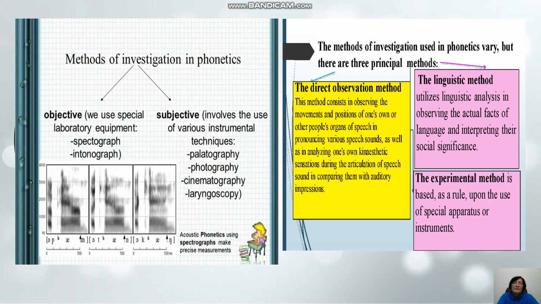Now, you should remember also objective and subjective methods of investigation in phonetics. Of course, there are different types of methods of investigation in English phonetics. But there are 3 main principal methods: the direct observation method, linguistic method, experimental method.